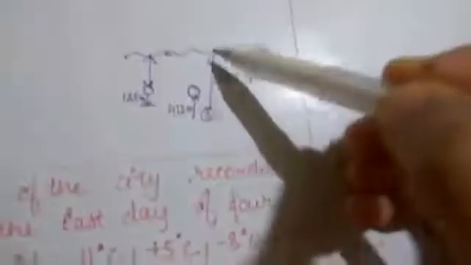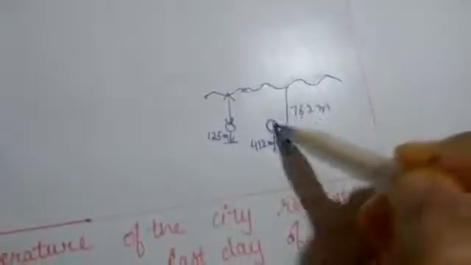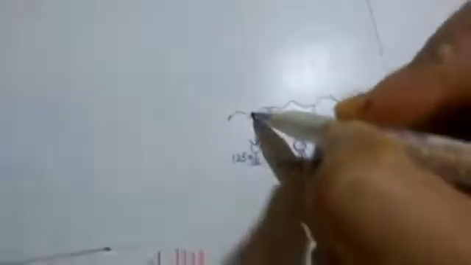I am repeating the full statement. A shark is 762 meter below the sea level, means the distance between this and this is 762. After some time it rises 412 meter, means it goes upper side 412 meter. And then dives. Dives means goes downside. Means firstly the shark is here and now it goes downside 125 meter. And we want to calculate how far is it from sea level. Means I want to calculate the distance between these two lines.